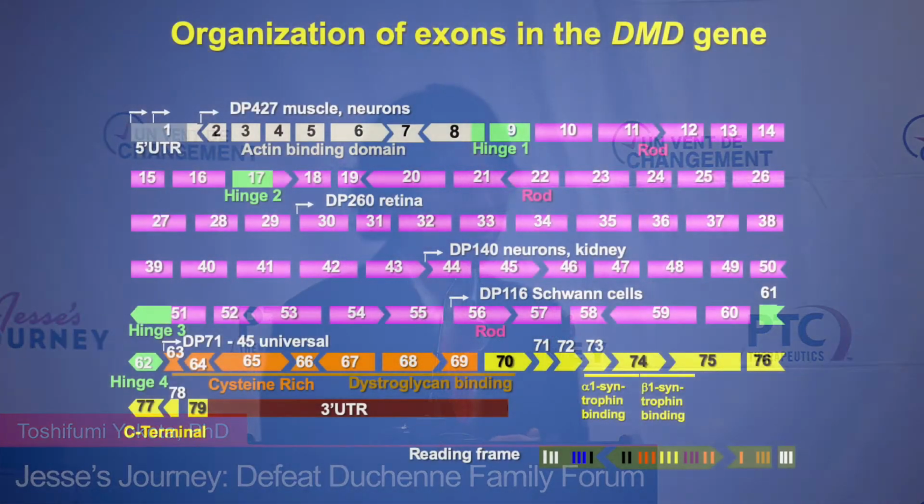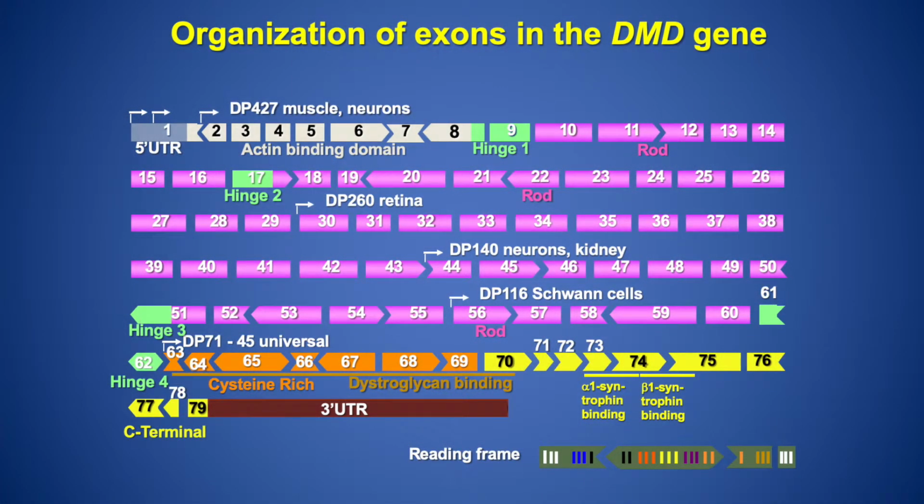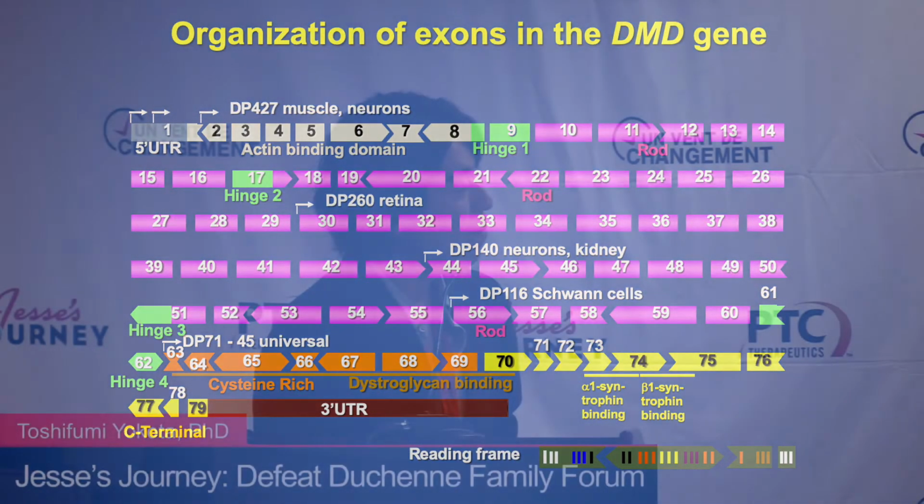Okay, so in the DMD gene, it's a bit more complicated. The DMD gene is one of the largest human genes. It has 79 exons. And the important thing here is that the shape of each exon means the phase of each exon. So some exons end with the first base pair of the codon, and some exons end with the second base pair of the codon. And some exons end with the third base pair in the codon.